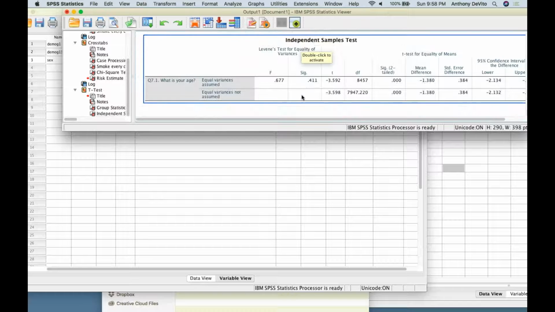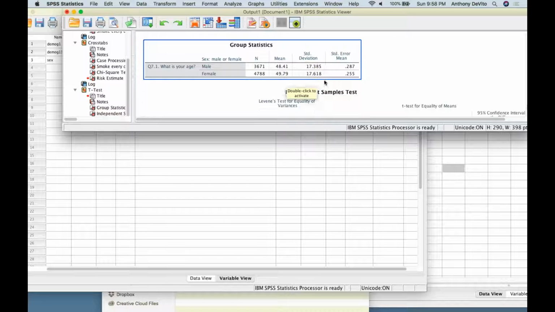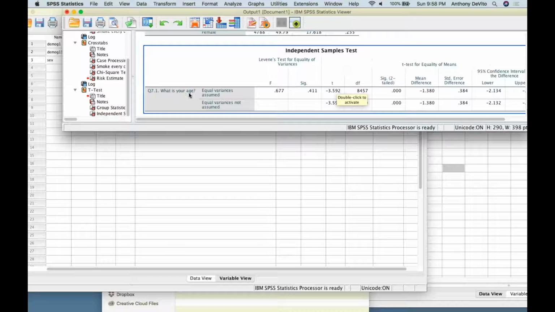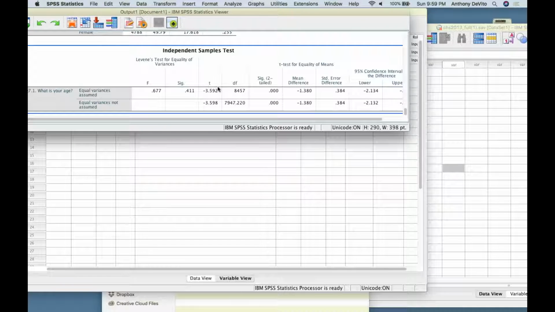Okay, and let's see what happens here. Well, my significance for my equality of variances is 0.411, which is not less than 0.05. So I stick with the top row. And you can also see the standard deviations are very close. So we're assuming equal variances. If I go across the top here, we can see the t-score is negative 3.592. That's pretty high for a t-score. This is the degrees of freedom.